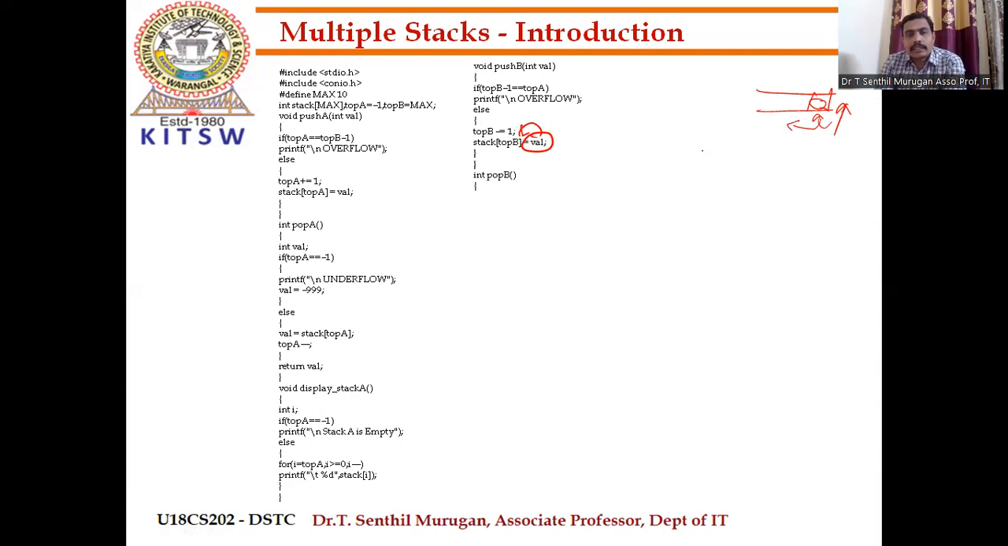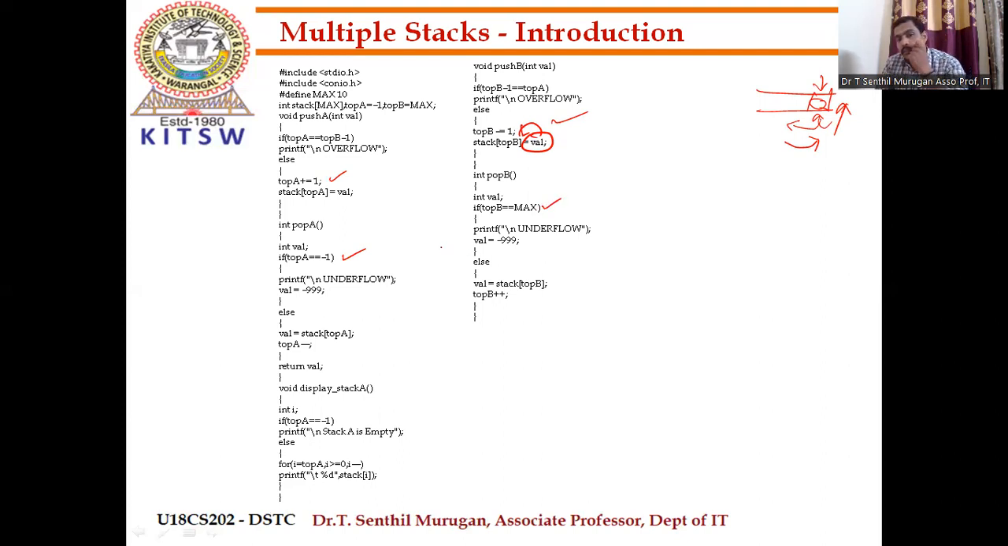So remaining parts are similar. In pop, we also have to check whether it is the maximum value or not. If it is maximum, it is underflow. Otherwise, we can remove the element with top plus plus. While removing, we can shift in this direction because the top element is pointing to this location. Here plus 1 is there, here minus 1 is there. For push operation, and in pop operation, here minus 1 is there, here the maximum value is there.